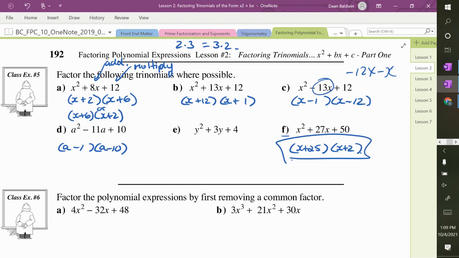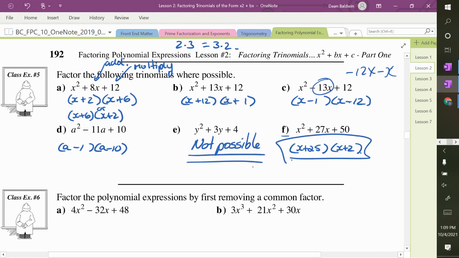That would add to negative 5. You can't factor it. It's not possible. It is not possible to factor it.